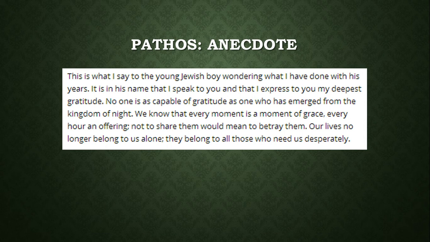And then right near the end of his acceptance speech, he comes back to that anecdote and he actually provides an answer to the question that he set up at the start. So this is where he says, "This is what I say to the young Jewish boy, wondering what I have done with his years." So he goes back to the anecdote that he sets up for himself at the start.